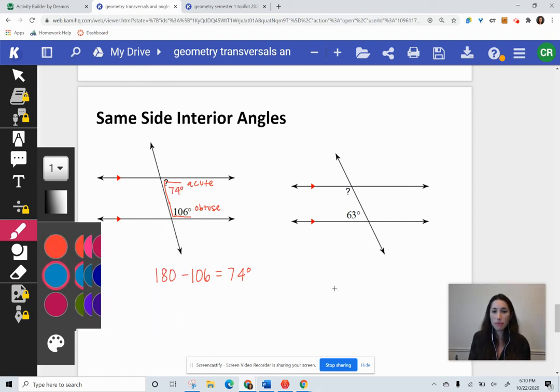Okay, now take a moment. I'd like for you to use the same method to solve for this missing angle here. Great, hopefully you took 180, you subtracted 63, 117.